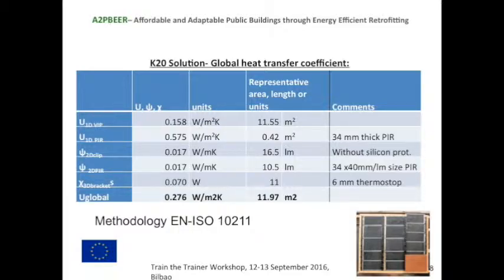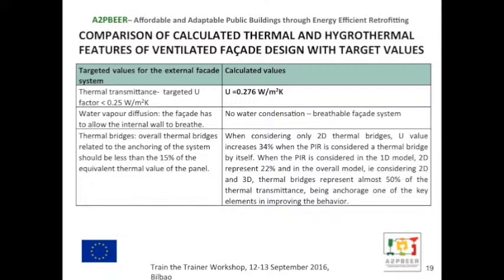So it's a continuous process to improve these solutions. It's another comparison to achieve the U global. As I mentioned before, we have taken into account linear thermal transmittance and punctual thermal transmittance, and finally we have the U global of the facade. No condensations.